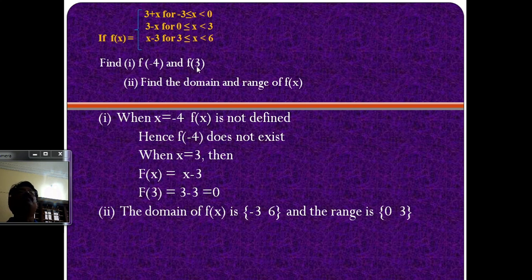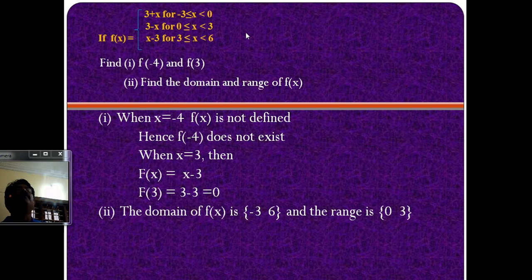Another question is f of 3. f of 3 exists. It comes in the last function, from 3 to 6, right? So in this case you will have to apply the function x minus 3. When x is equal to 3, f of x is equal to x minus 3. So we take this function only, x minus 3, then substitute the value of 3 here. 3 minus 3 is equal to 0. So it is clear.